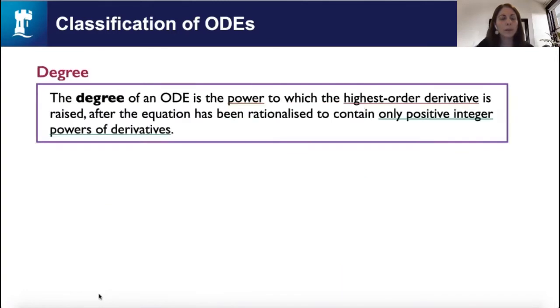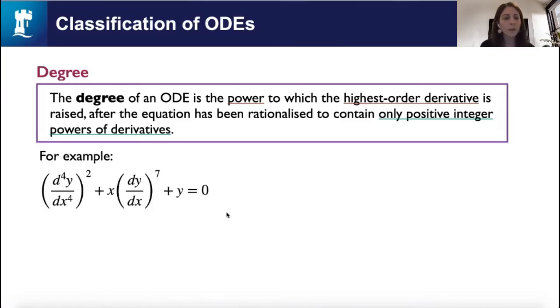The next property we will look at is the degree of an ordinary differential equation, and this is defined as the power to which the highest order derivative is raised. But note that in order to find this power and the degree, we need to first rationalize the equation to contain only positive integer powers of derivatives. So now let's look at some examples.